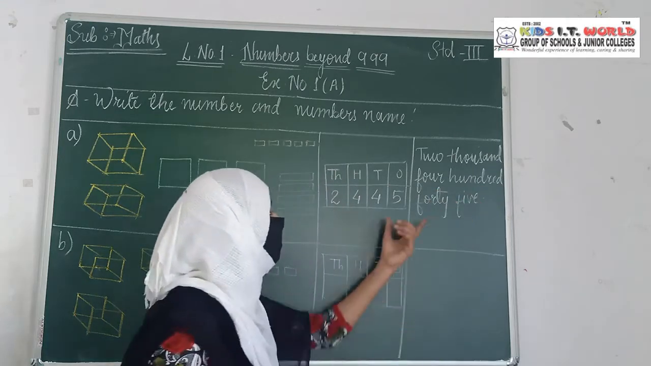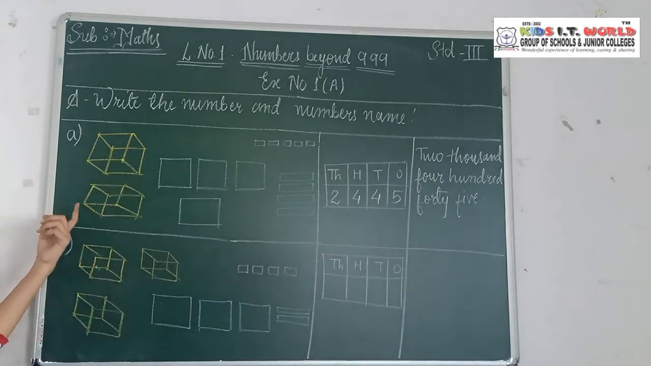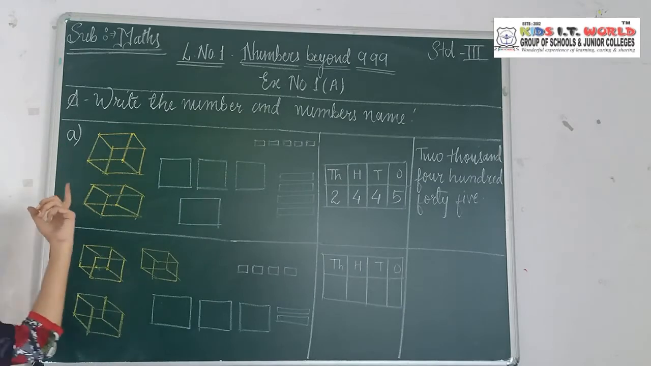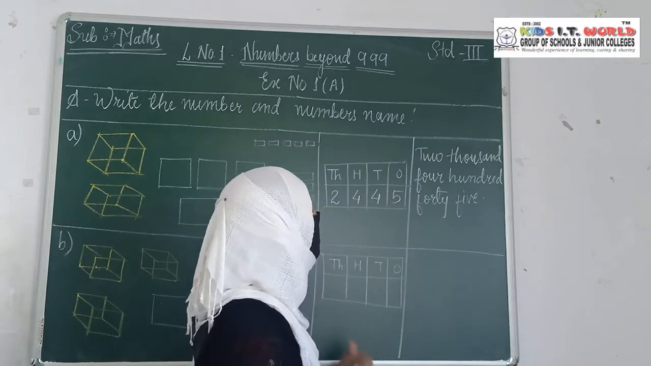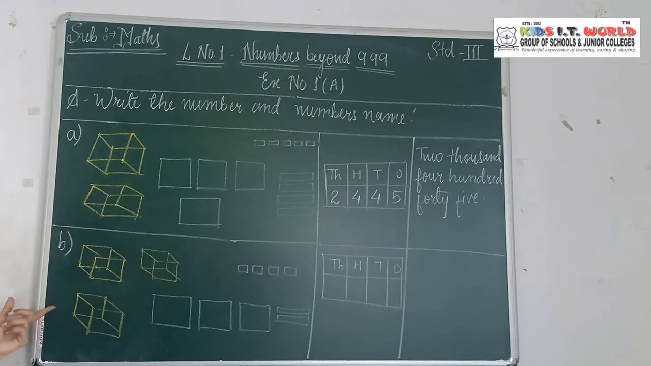In this way, you have to count the diagrams and write it in the place value chart. Then write the number names in the wording form. Let's see another example here.